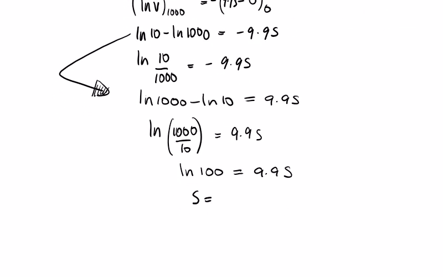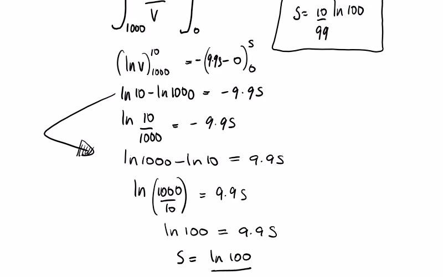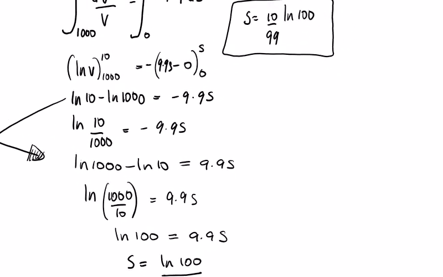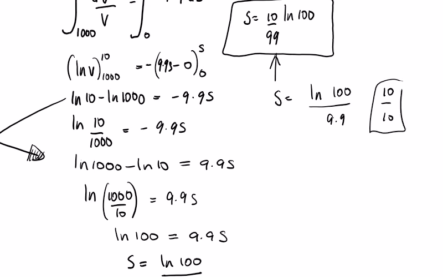So s becomes the natural log of 100 divided by 9.9. We want to get a 99 on the bottom. So if I multiply top and bottom by 10, it's not going to change its value. Can you see that here? So I currently have s is equal to the natural log of 100 divided by 9.9. So I multiply top and bottom by 10. It's not changing the value of the right hand side, so I get s is equal to 10 times the natural log of 100 divided by 99, which is what they were looking for. So QED.